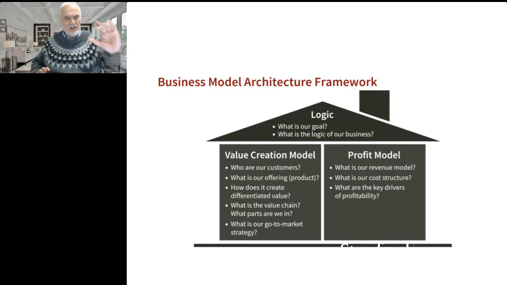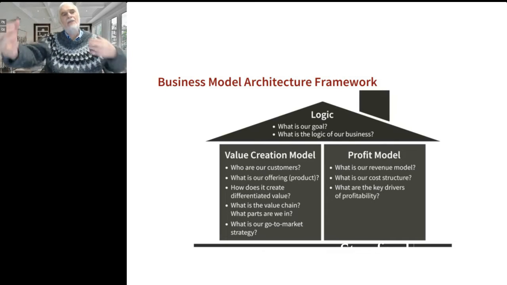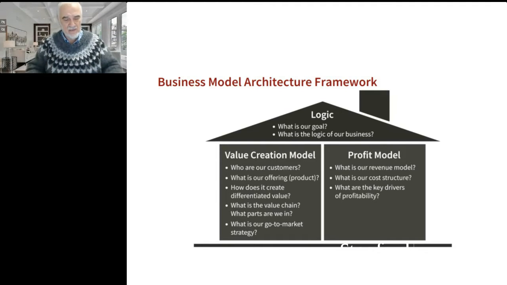And the logic of the business basically answers the question, why do we think that we're going to achieve that goal? So when we design a business model, we think about how we're going to create value. We think about how we're going to extract some of that value. We think about the interaction between these two elements, and we think about how that interaction is going to help us achieve our objectives. These are the key things we think about when we build a business model. One of the things that we need to keep in mind is that there's typically tension between the value creation model and the profit model.